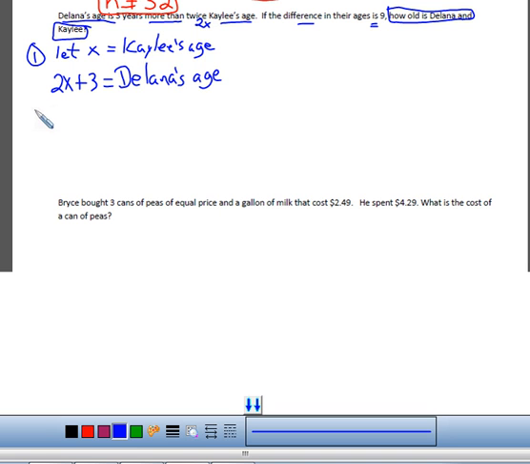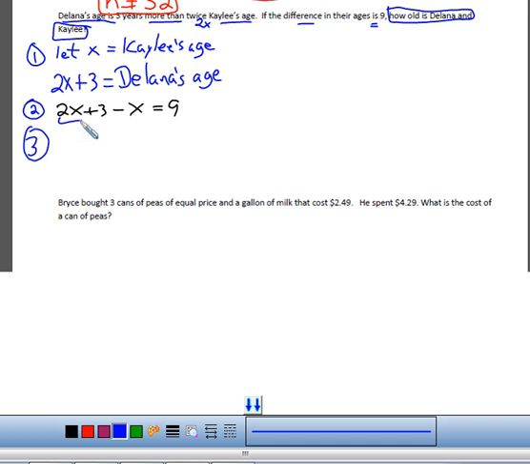Okay, so now we're going to do step 2. We're going to write our equation. So the difference for the two ages. So we have 2x plus 3 minus x, that's Delena minus Kaylee, equals 9. And step 3, we're going to go ahead and solve.